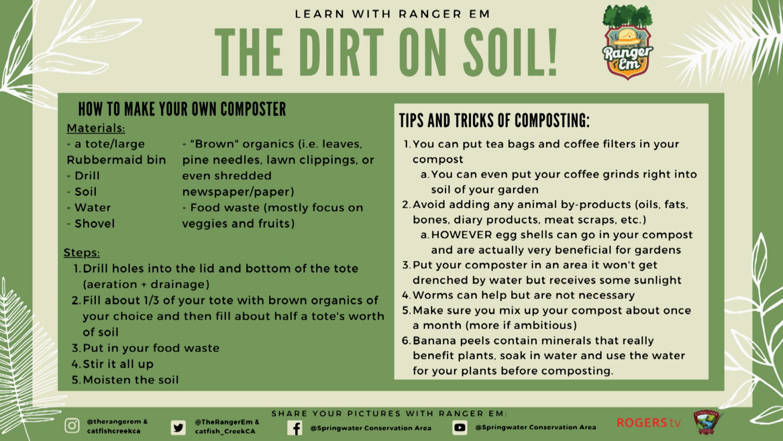Then put in your soil to get your composter started, which should equal about 1/2 of the tote space, and then add the brown organics, which should take up about 1/3 of the space of the tote. Then you can add your food waste, add a little bit of water, and mix it all up. Then you have yourself a composter. You'll want to remember to mix your composter at least once a month. There's no harm in doing it more often though.